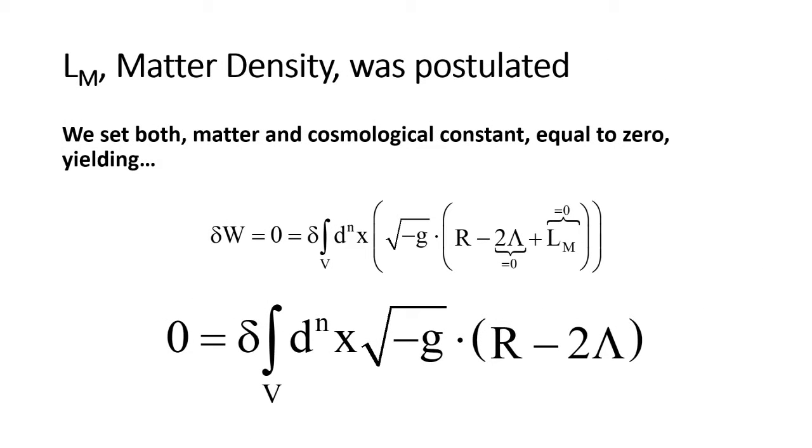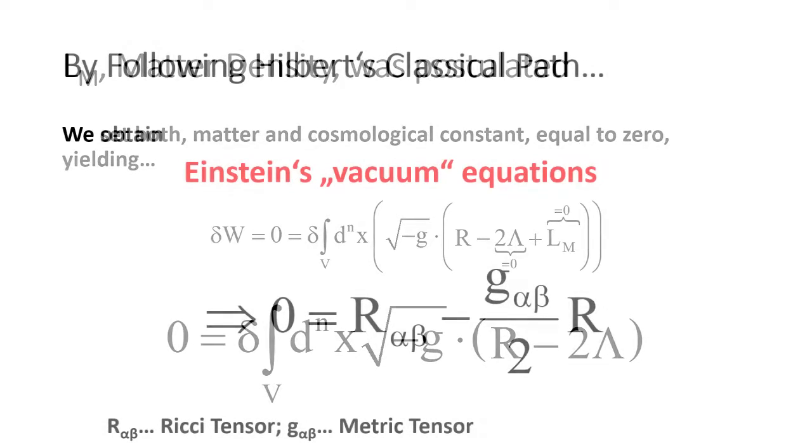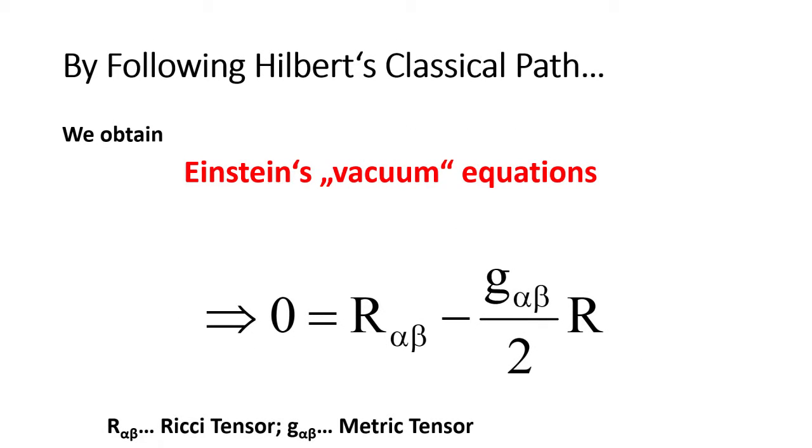In our previous presentations, especially part 1 of the series, we have shown that we do not need the matter term Lm to obtain matter. And so we had always set both lambda, which stands for the cosmological constant, and Lm equal to 0, and just proceeded with the curvature of spacetime, known as the Ricci scalar, as the kernel within our variation. Now, by following Hilbert's classical derivation, we obtain the so-called vacuum Einstein field equations. Obviously, these equations do not contain any matter.